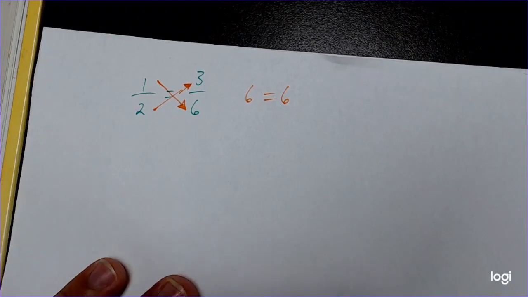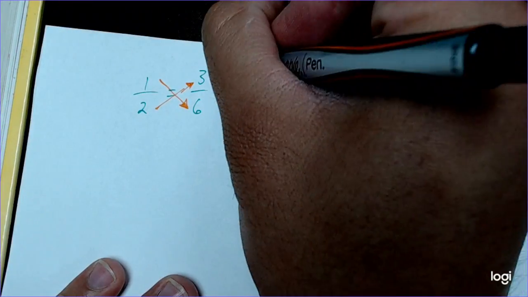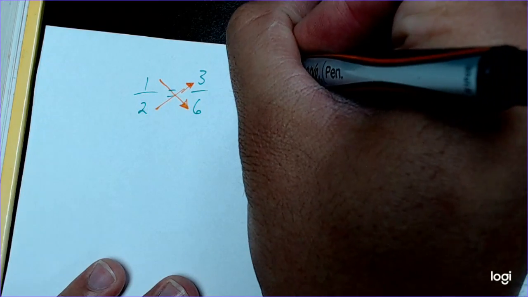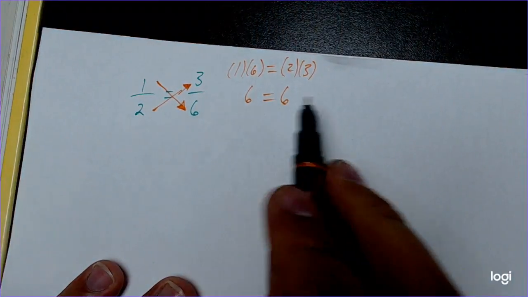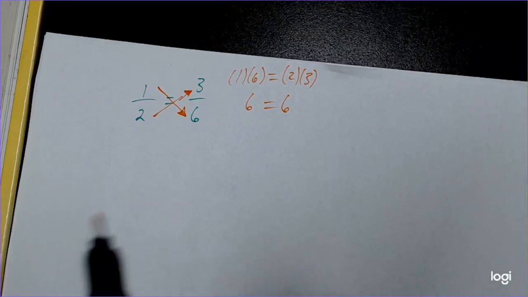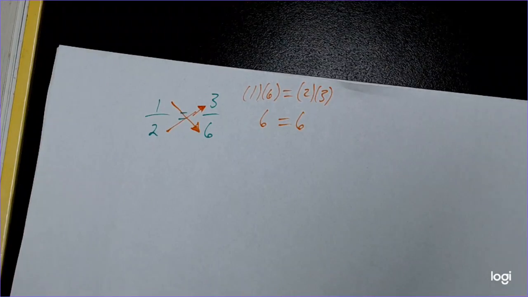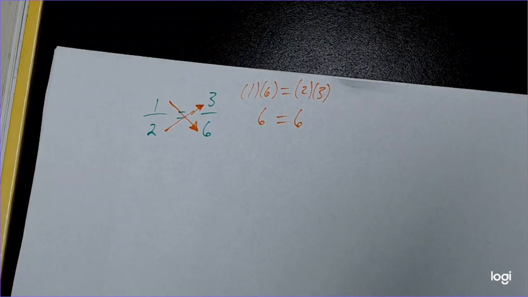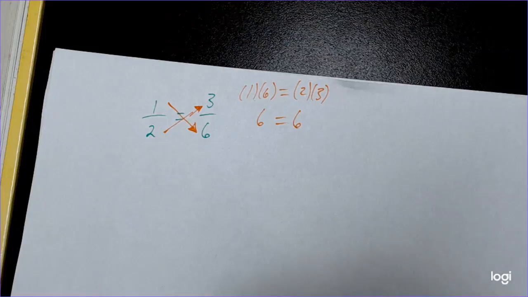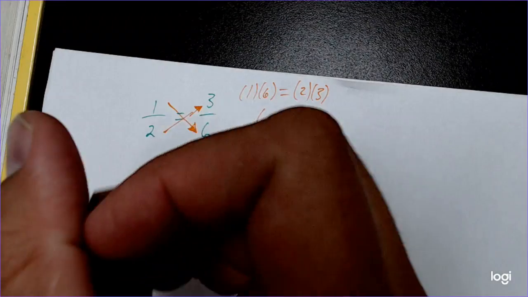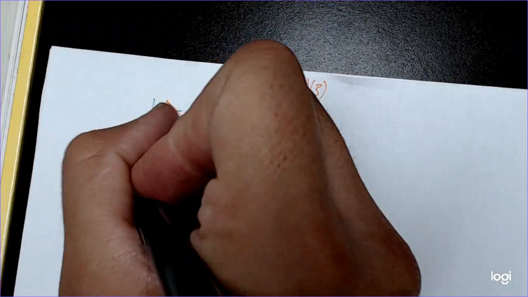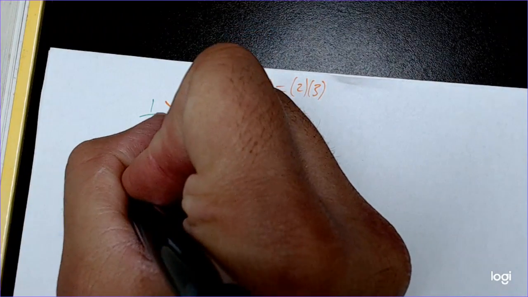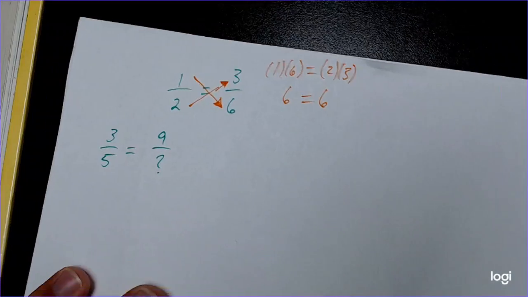Or if I were to write it roughly, the way your book is showing it, before I simplified that, it would be 1 times 6 is equal to 2 times 3, right? Now, this is useful for us because this will help us find missing numbers in proportions that are a little bit more difficult than the ones we're used to solving. So traditionally, the way that we would solve these proportions is we would have something like 3/5 is equal to 9 over blank, right?